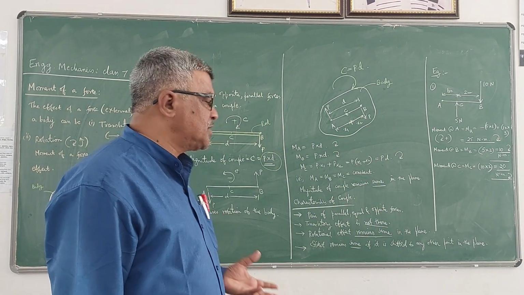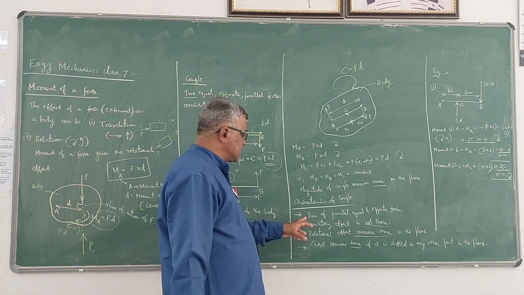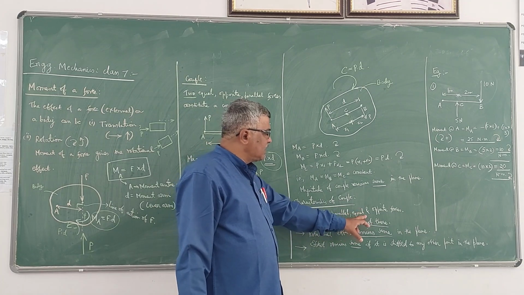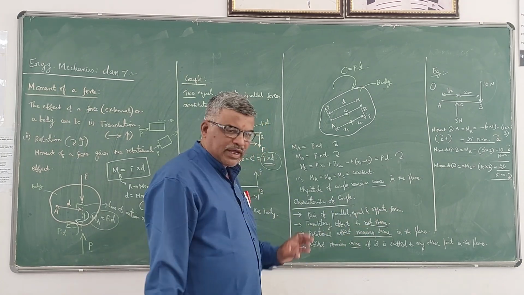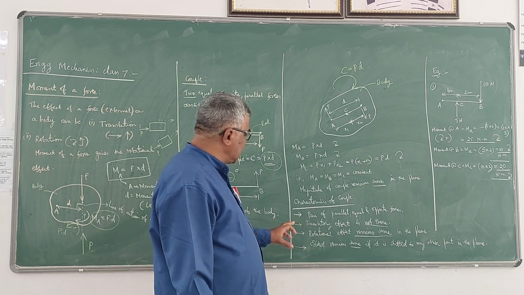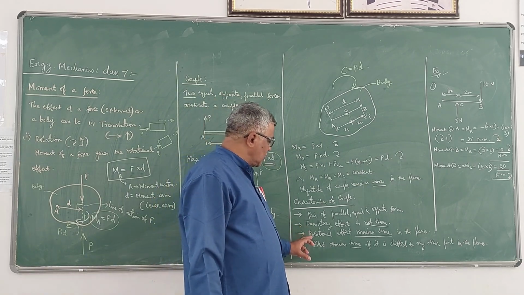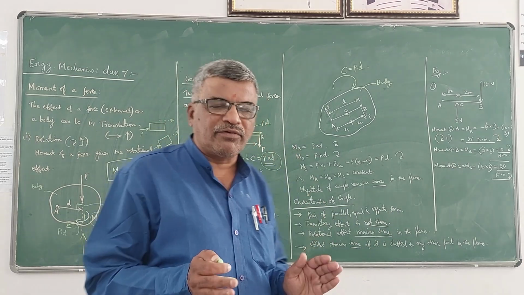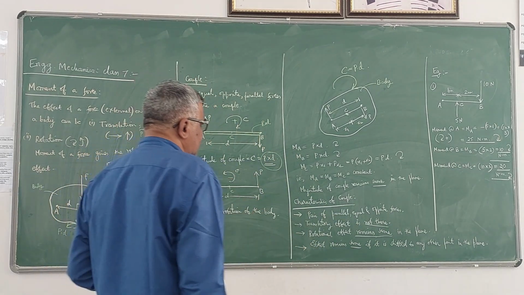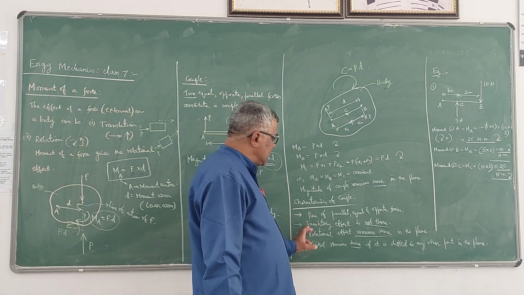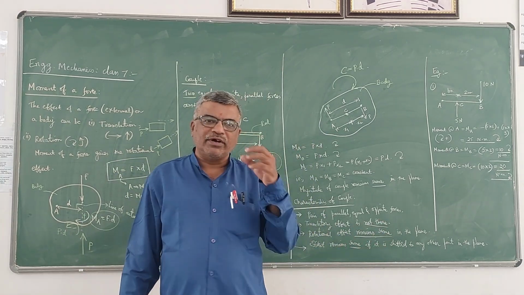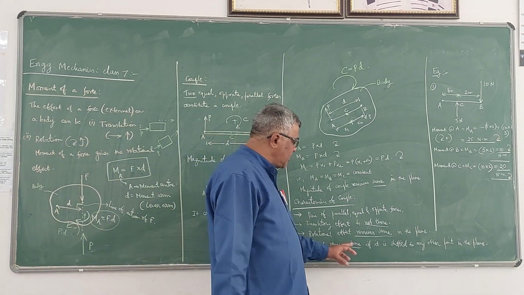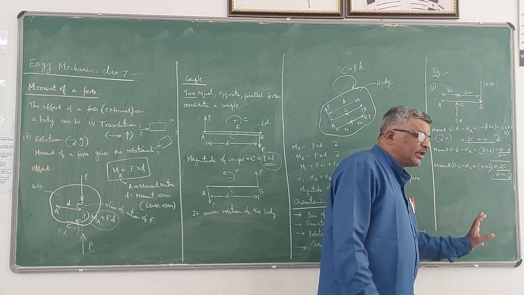Now if you list the characteristics of a couple, I can list it like this. A couple is nothing but a pair of parallel, equal and opposite forces separated by a specific distance, and the effect of a couple is a rotational effect that remains the same in the plane. So it has only a rotational effect which is constant, which I have proved here. The translational effect is not there, so the translational effect of a couple will be 0. Then the effect remains the same if it is shifted to any other point in the plane.